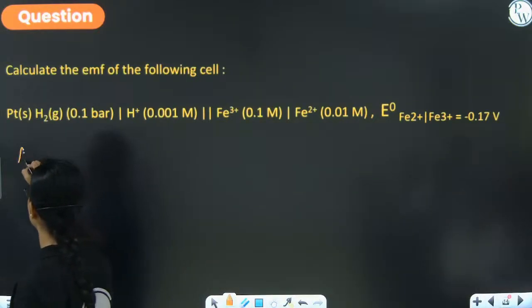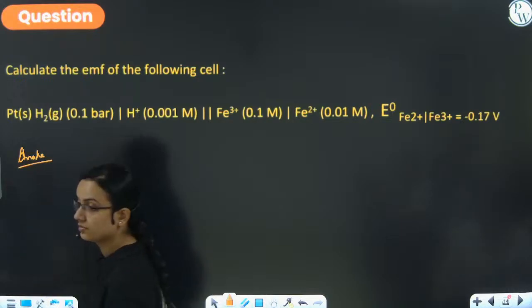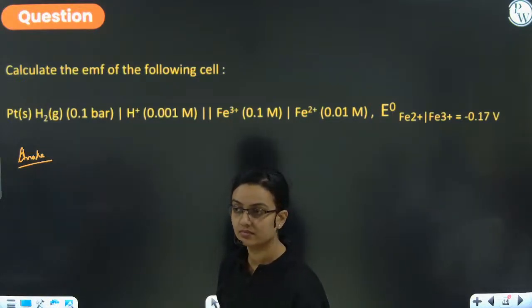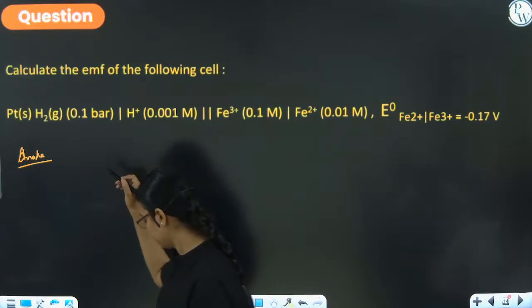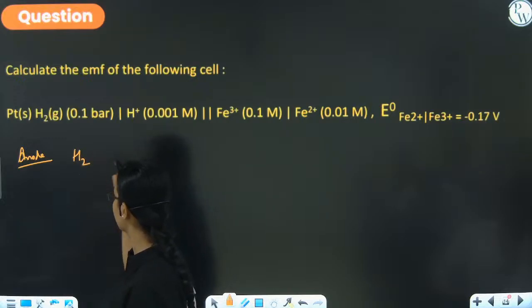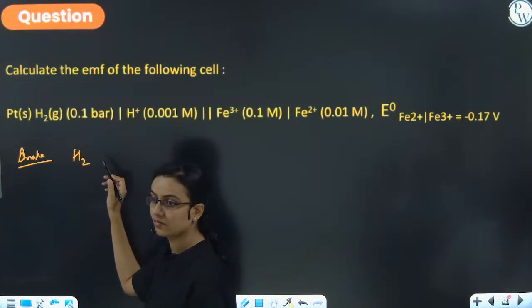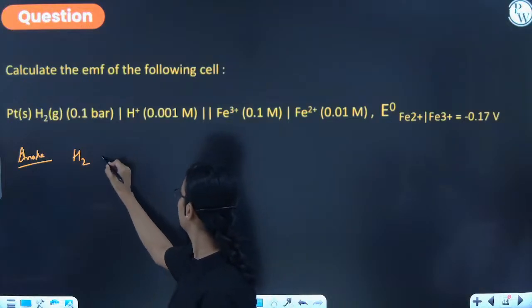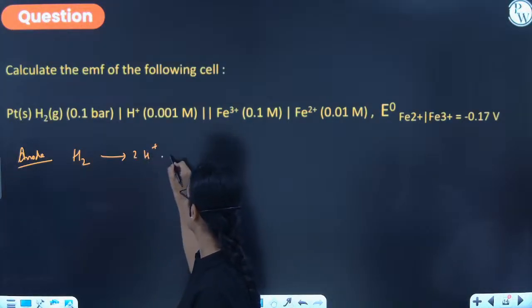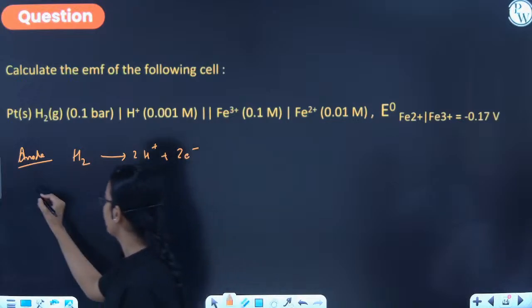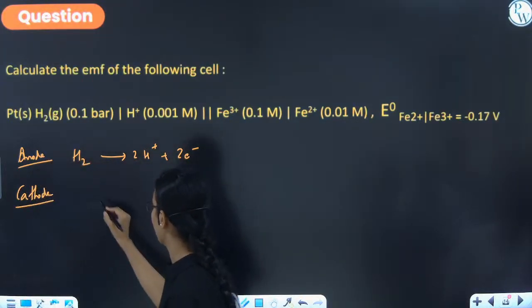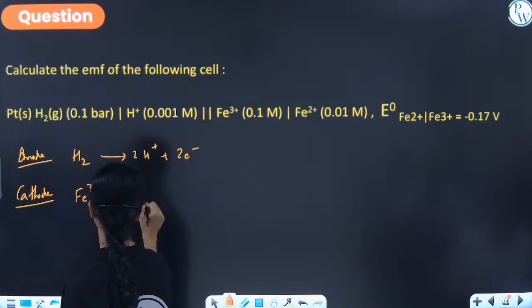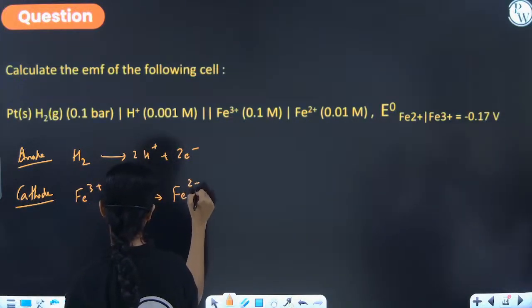Cell reaction, anode, anode reaction. बोलो. H2 converting to H plus. It will give 2 electrons. Cathode, what is there in cathode? Fe3 plus converting to, how many electrons it will give?